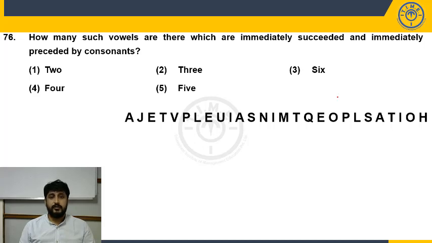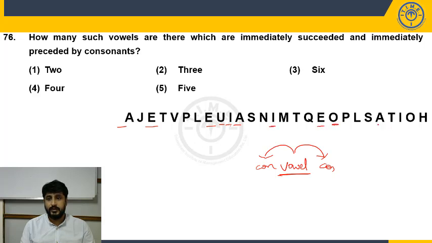How many such vowels are there which are immediately succeeded and immediately preceded by a consonant? So we need to focus on vowels. Which kind of vowels do we have to pick up? Vowels which are immediately succeeded, means next, and immediately preceded, it means previous, by a consonant. So your focus should be on vowels: A, E, U, I, E, O, A, I, O. And what is the condition?